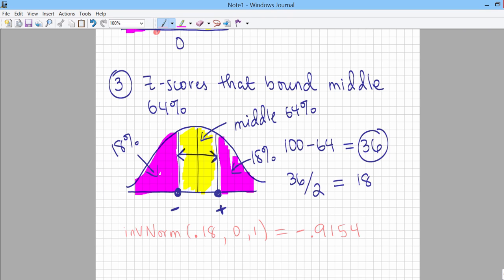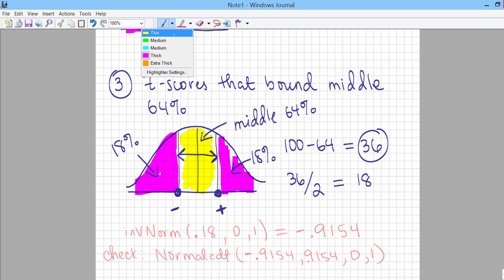Okay, let's go ahead and check. So how would I check this? If I were to do normal CDF and do negative 0.9154, positive 0.9154, then I would be finding this area right here, right? So if I found it correctly, this should give me 64%. Well, let's see if it does.